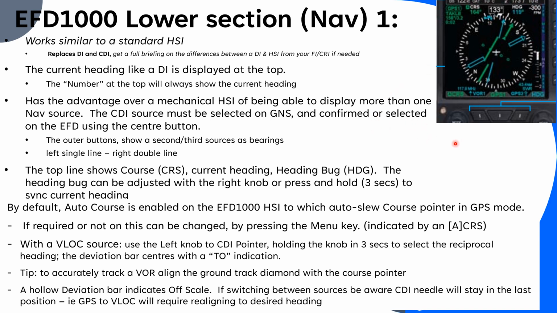This electronic HSI has many advantages over a mechanical HSI, one of which is being able to display more than one nav source. The CDI source is always here in the center, so you need to select that on the Garmin. In this case, we would have selected GPS on the Garmin and have a route, a flight plan, or a direct-to set. If selecting it on the Garmin does not bring the same source in here, it can be changed using the center button.